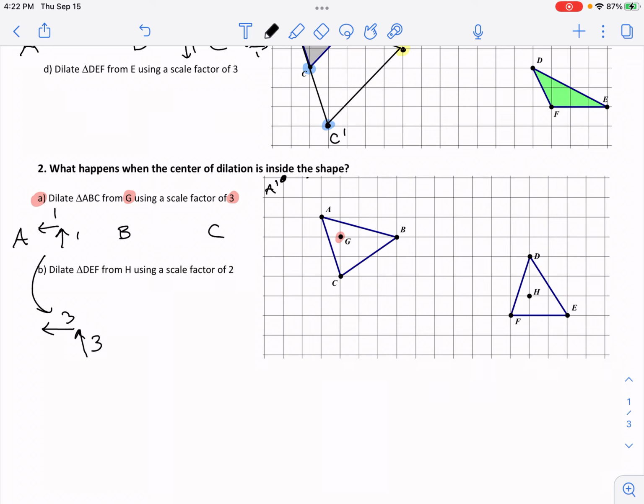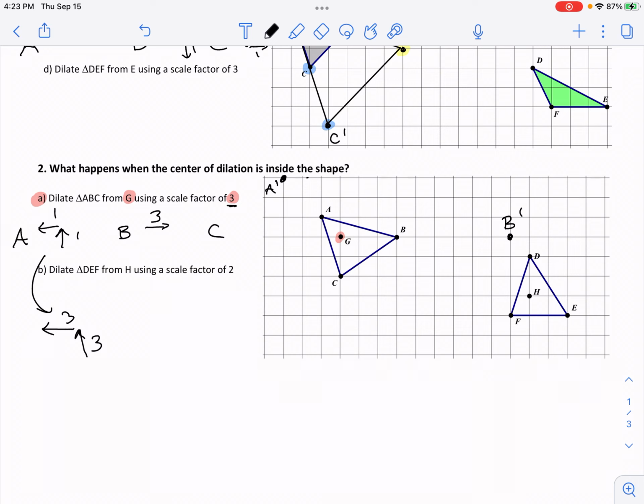Next one, B. It looks like B is 1, 2, 3 to the right. So it's only in one direction. My scale factor is 3. So instead of 3 to the right, 3 times 3 is 9 to the right. So let's count from here. 1, 2, 3, 4, 5, 6, 7, 8, 9. Okay, I'm going to get rid of these arcs. This is B prime. So, right, multiplying by 3 is very different than multiplying by 2, where we get a very big object.